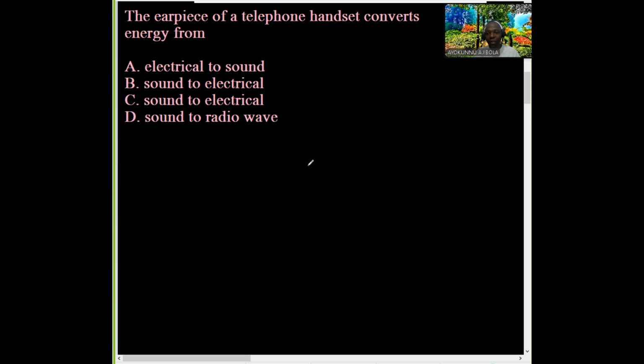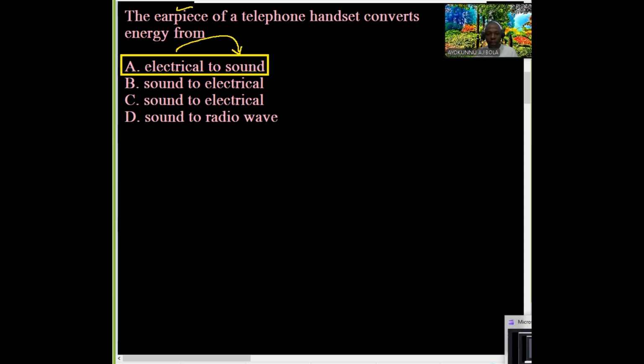What do you hear from the earpiece? Electrical to sound, because it's from the electrical, then you can hear sound. So take note of that. When the speaker makes the sound, it goes into the phones and the components, that's electrical. Then it comes as sound to your ear through the earpiece.